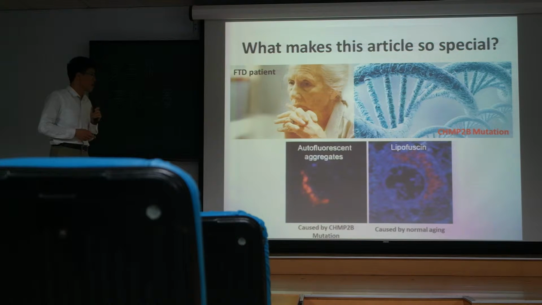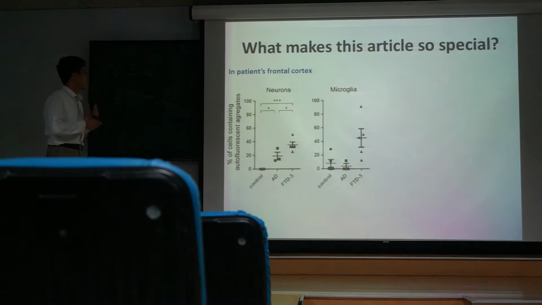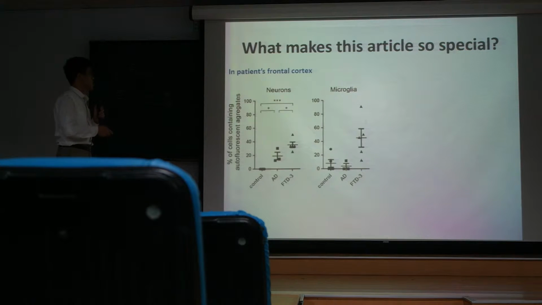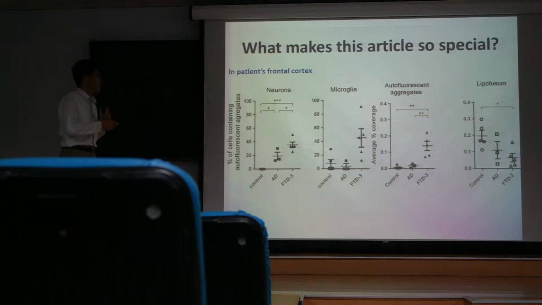And in the patient's frontal cortex, in the neurons and microglia cells, we can observe that in FTD patients there are lots of autofluorescent aggregates in the neurons and microglia cells compared with the control groups. And about the average coverage of the autofluorescent aggregates, it mostly occurs in FTD patients, but lipofuscin usually occurs in normal human beings, which is the control group. So we can easily distinguish them from each other.